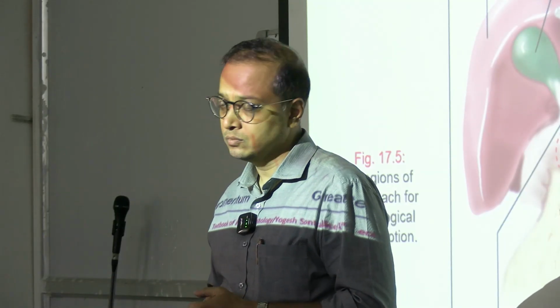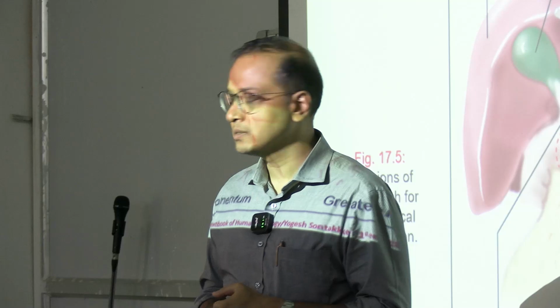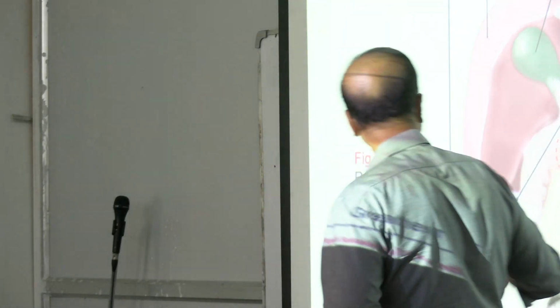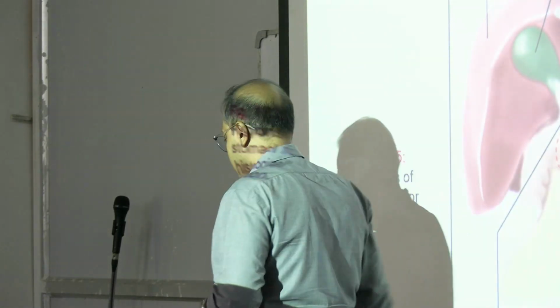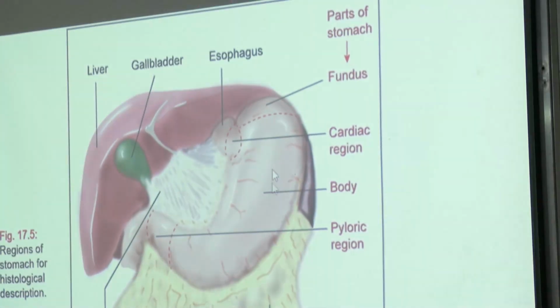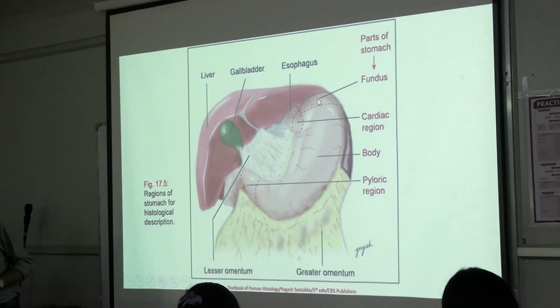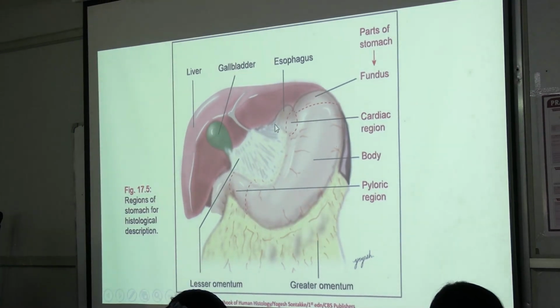Clear? So, to summarize, we are going to experience some of the layers that are present in the stomach, which has some kind of parts. If you grossly look at this stomach, this is how it is placed. When you do the dissections, you will see that this organ is placed likewise.